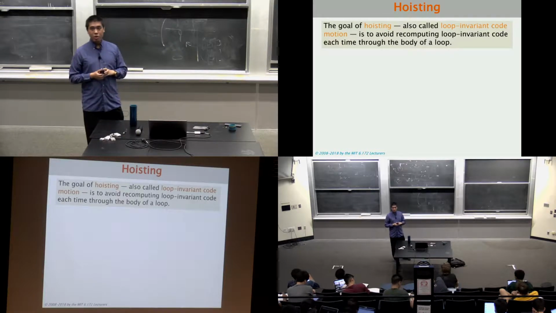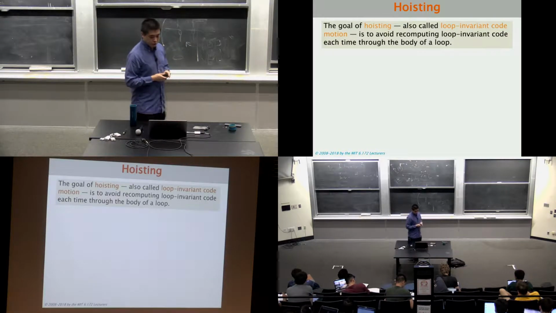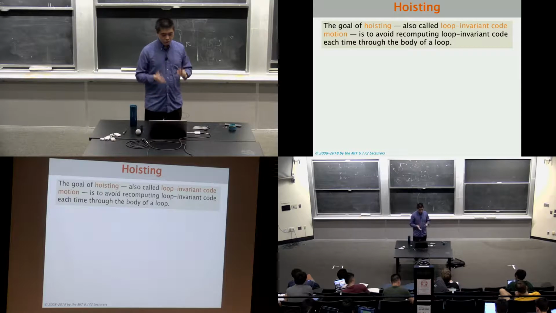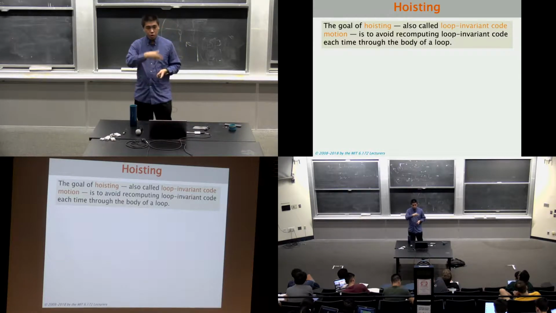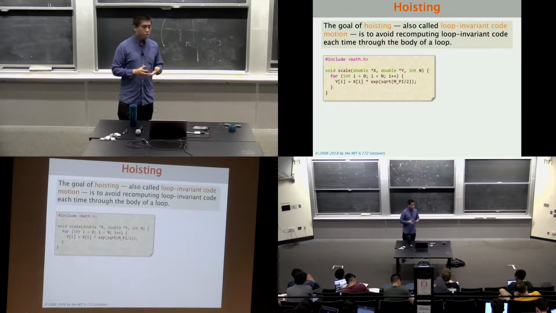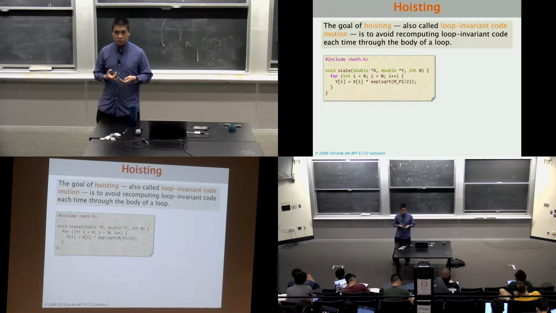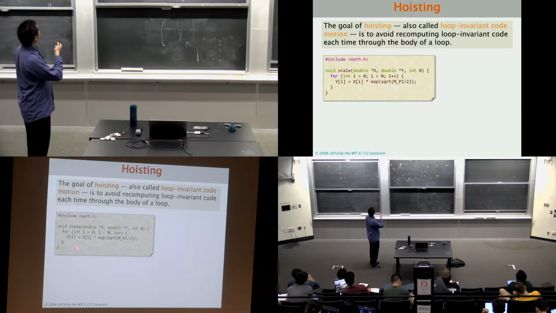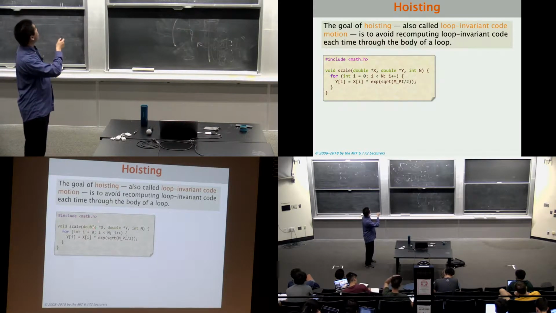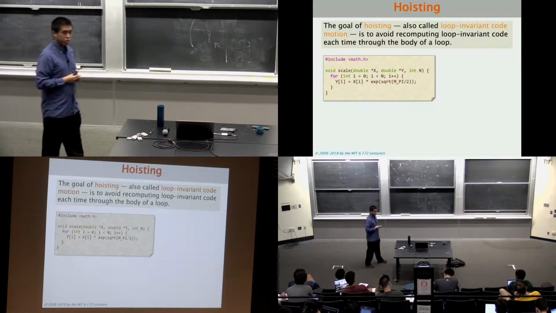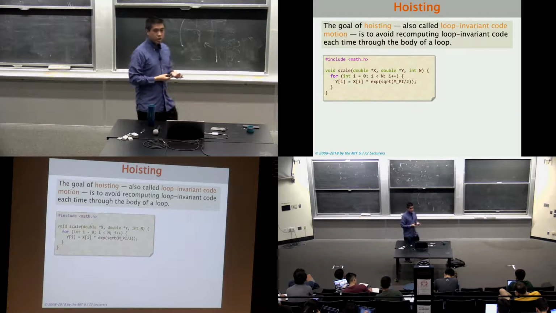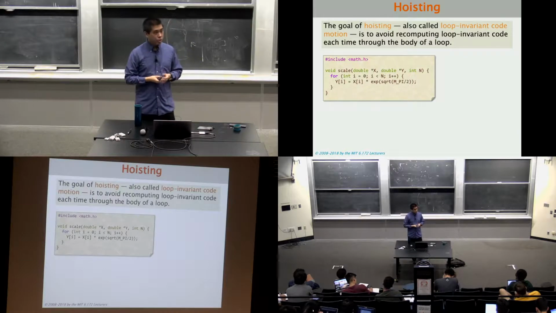The first loop optimization I want to talk about is hoisting. The goal of hoisting, which is also called loop invariant code motion, is to avoid recomputing a loop invariant code each time through the body of a loop. So if you have a for loop where in each iteration you're computing the same thing, well, you can actually save work by just computing it once. So in this example here, I'm looping over an array of length n, and then I'm setting y of i equal to x of i times the exponential of the square root of pi over 2. But this exponential of square root of pi over 2 is actually the same in every iteration. So I don't actually have to compute that every time.